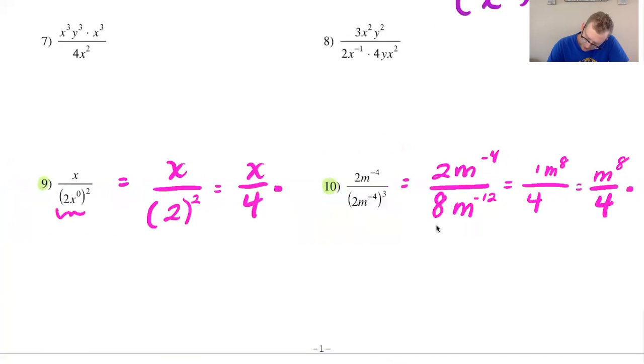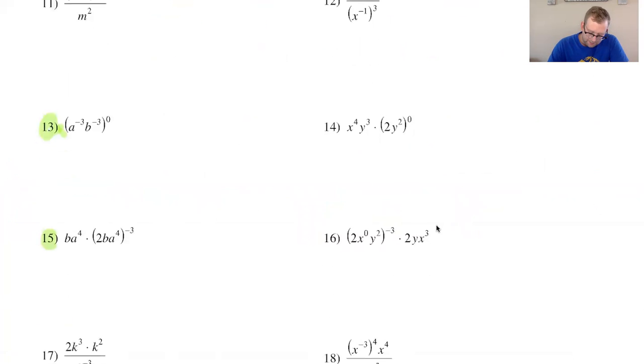Okay, moving forward, number 13. This is a great one. The reason why I wanted to do this is so you could see that I have a to the negative 3, b to the negative 3. Those cannot be combined because they are two different bases. However, that whole expression is raised to the 0th power. So this will just be 1. And that's it.